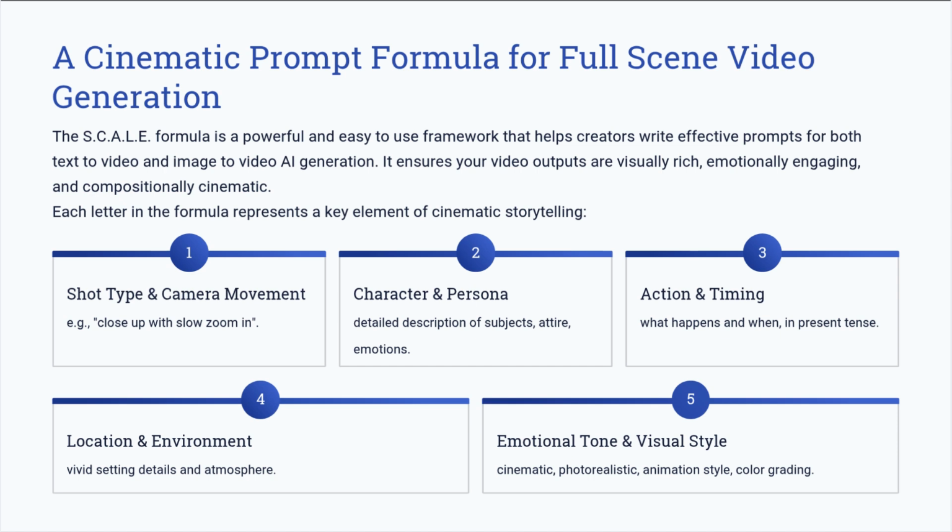L, location and environment. Describe the setting in detail, the time of day, the surroundings, the atmosphere. E, emotional tone and visual style. Decide the vibe. Cinematic, moody, dreamy, animated, photorealistic, even the color grading if you want. Put all of these together, and you've got a prompt that tells a full visual story, one the AI can actually understand and turn into something amazing.